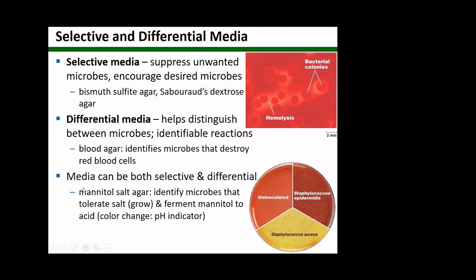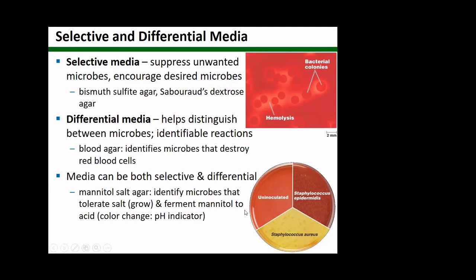So here's an example of a media that we would use in our lab at River Valley. It's called mannitol salt agar. It has mannitol in it, which is a sugar alcohol, and it has a high concentration of salt. So it is selective in that it has a high salt concentration. So gram-positive bacteria will grow on this plate, but gram-negatives won't. So it suppresses our unwanted microbes, our gram-negatives, and it encourages our desired microbes, or our gram-positives.